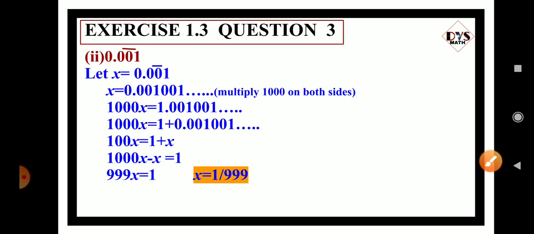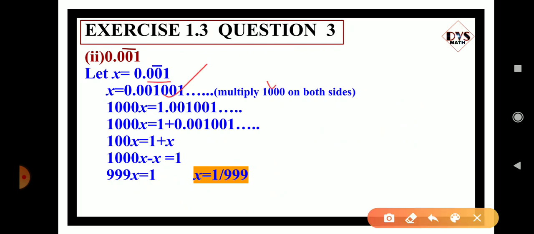Third sub question, 0.001 bar. Again as I told you, x is equal to 0.001 bar, which means 001 repeats many times. So here you can write it as x is equal to 0.001, 0.001 like this. How many decimal places are there? 3. So what you have to take? Multiply by 1000. So 1000 into x is 1000x, which is 1.001001, and so on.